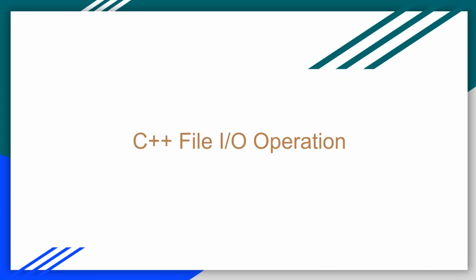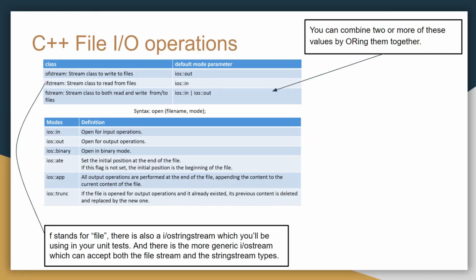Now for C++ IO. IO operation. So here the F stands for file, where it's also an IO string stream, which you'll be using in your unit tests. And there's a more generic IO stream, which can accept both the file stream and the string stream types. And you can combine two or more of these values by ORing them together. I would suggest looking at the test cases that we have provided to you as a starting point. You can also look just for general file operations at the main methods of compress and uncompress, where we've provided you with some code to get you the files you need to access them and read and write from them.